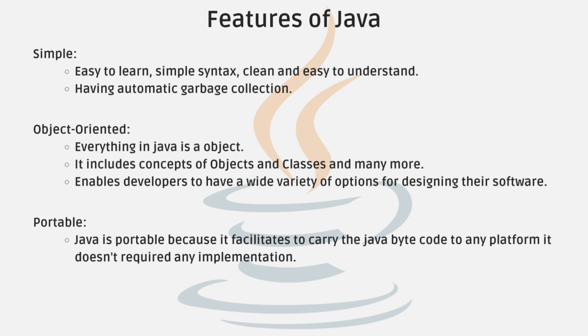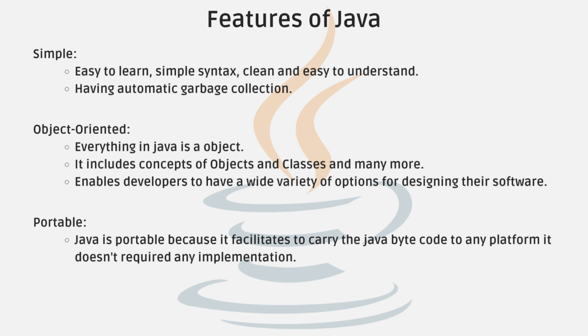Next, Java is all about objects. Everything in Java is an object, which makes it organized and structured. It's like building with Lego blocks. That means, suppose you have objects and classes that you can use to create all sorts of things. This feature gives developers a lot of flexibility to design their software.